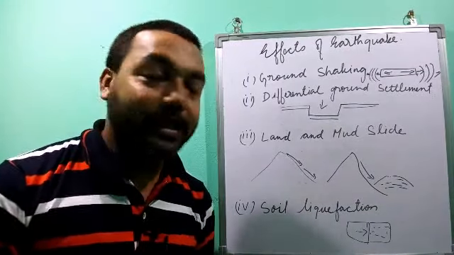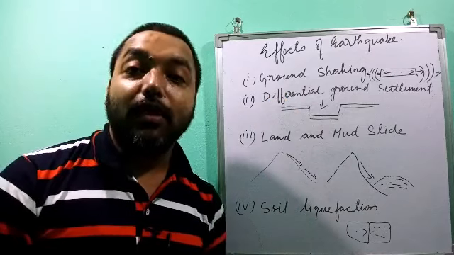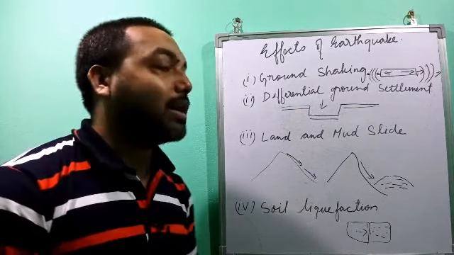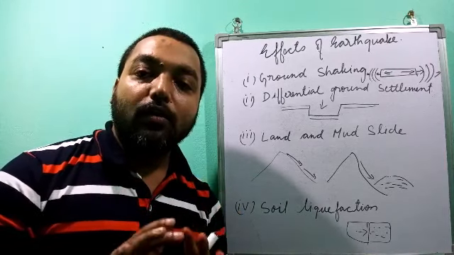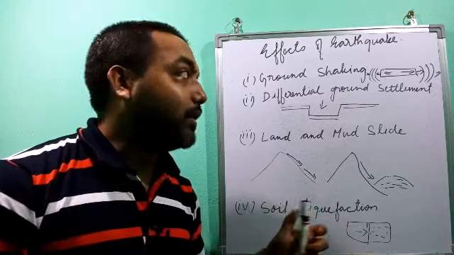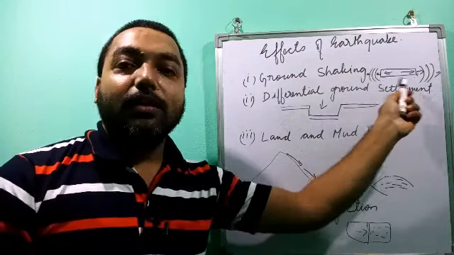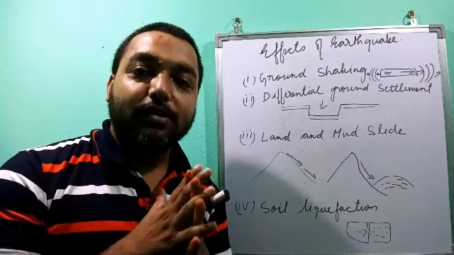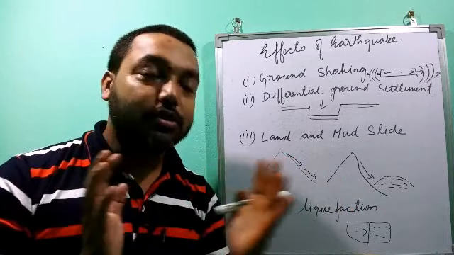So let us come to the next topic, that is effect of earthquake. There are many effects of earthquake. Among that, the first one is ground shaking. We know earthquake causes shaking of the ground. This is the most important and first effect of earthquake. It may be ground shaking because of contraction and extraction. Because of that, there may be ground shaking.